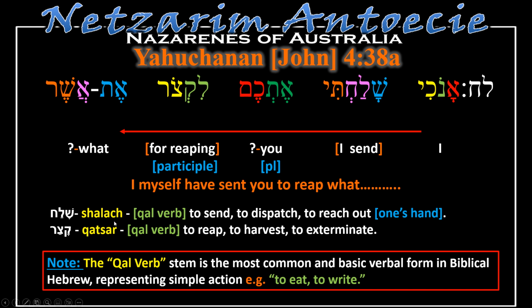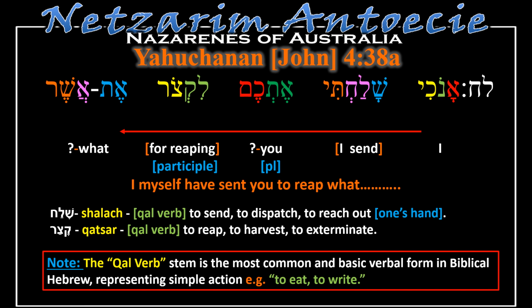And I've given you shalach, which is a kal verb to send, to dispatch, to reach out one's hand. And again, katsar, to reap, to harvest. Now I've given you a note here so that we get some basic understanding. The kal verb stem is the most common and basic verbal form in biblical Hebrew, representing simple action. Example: to eat, to write. So that just gives us an understanding of a kal verb, a very basic form.